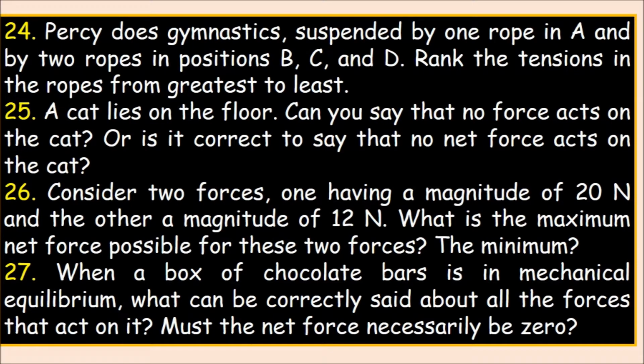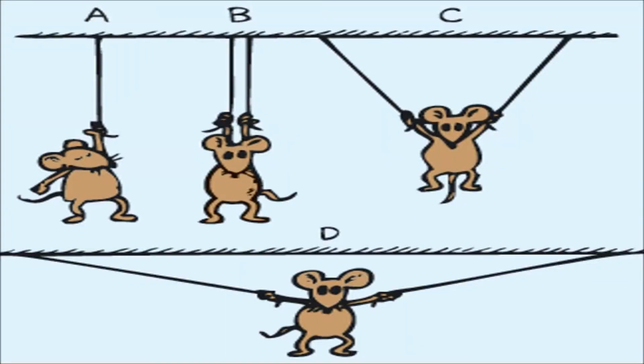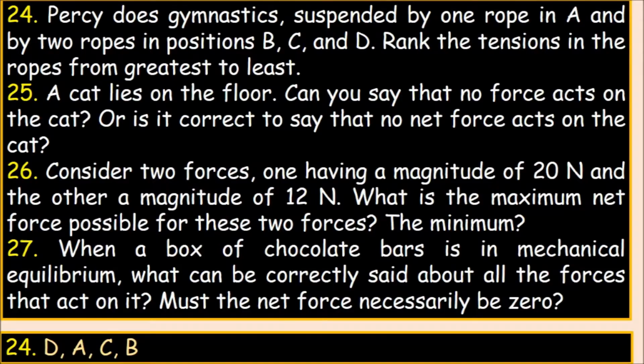Percy does gymnastics suspended by one rope in A and by 2 ropes in B, C, and D. Rank the tensions in the ropes from greatest to least. Percy the gymnast. Okay. A would be probably the greatest. No, D would be the greatest because of the angles. A would be next, then C, and then B would be the least because it's half his weight in each. So it would be D, A, C, B. D, A, C, B is correct. What do you think? Did you get that one correct?